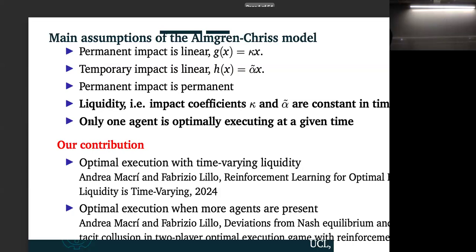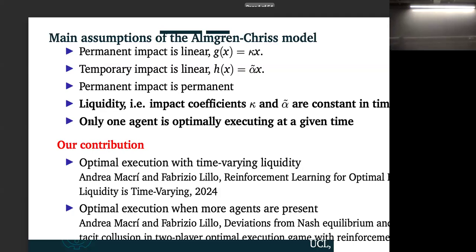And then there are two important assumptions, which are the ones we're going to challenge in this lecture. The first one is that the liquidity, which means the coefficients K and alpha tilde that describe the permanent and temporary impact, are constant in time. So liquidity is fixed throughout the period. I'm going to show you this is not true in reality. The other important point is that only one agent is optimally executing at a given time, which means that when I trade, I can consider the rest of the market as a background of white noise, of random walk. As I'm going to show you, in reality this is not always the case.